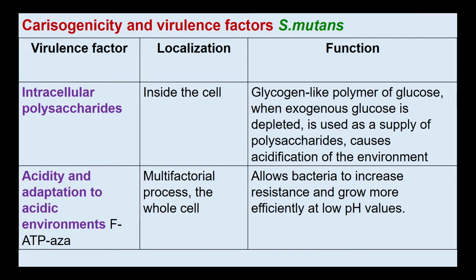Another virulence factor: acidity and adaptation to acidic environments. For Streptococcus, a low pH is comfortable, because usually for bacteria a neutral pH is comfortable, but Streptococcus survives very well in this low pH. Then it has F-ATPase and others. It's a multi-factor process that allows bacteria to increase resistance and grow more efficiently at low pH values.